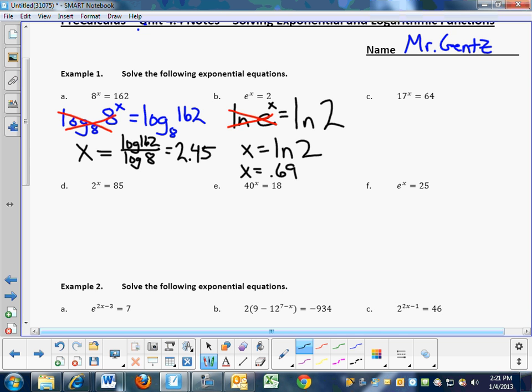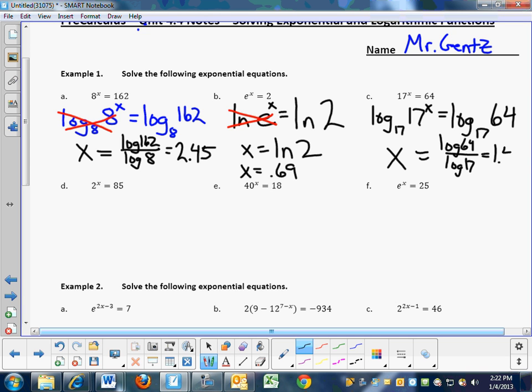How about C? What do I do to both sides? Log base 17 of 17 to the x is equal to log base 17 of 64. What happens to the left-hand side? Crosses out, I'm left with x. And how about the right-hand side? Log base 17 of 64. Do log of 64 divided by log of 17. What do you get? 1.47?